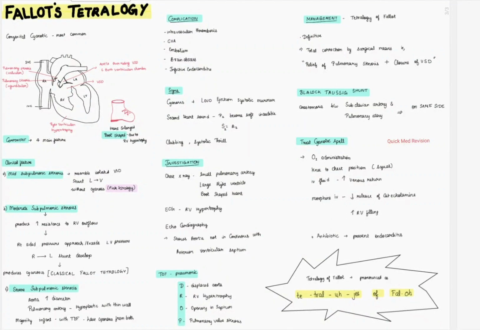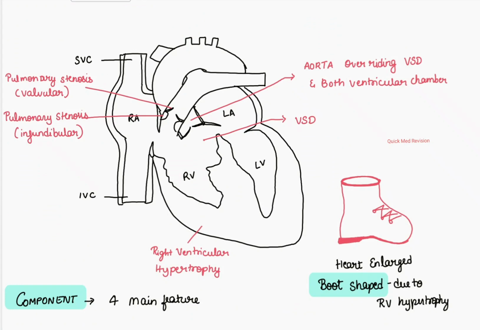Fallot's tetralogy, or tetralogy of Fallot, is the congenital cyanotic heart disease which is most common. Now let's go through it in detail. So, what are the components of Fallot's tetralogy?